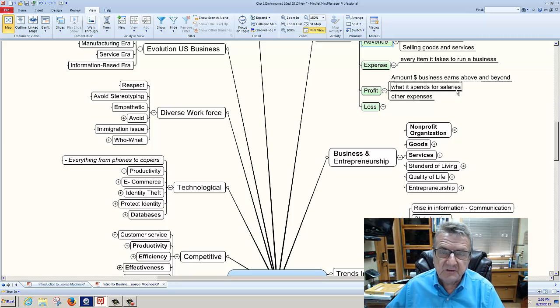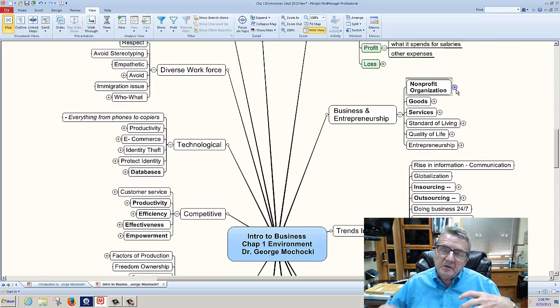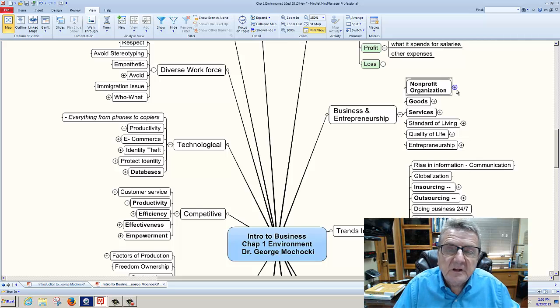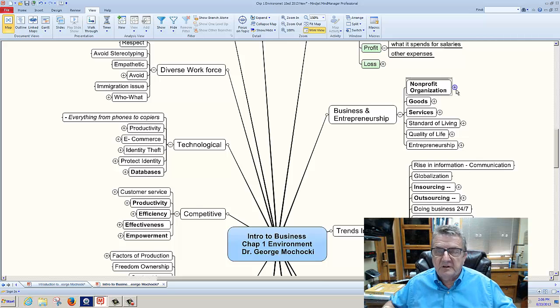Am I going to use it as dividends? Am I going to use it as reinvestment? Do I give it back to the 401(k)? What do I do with this money? Do I reinvest it? All this is information that businesses need. We're going to talk about profit and nonprofit.